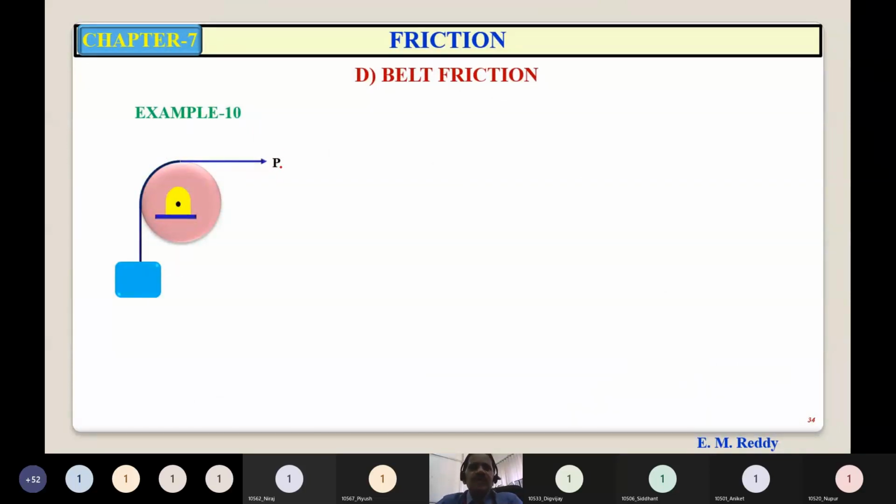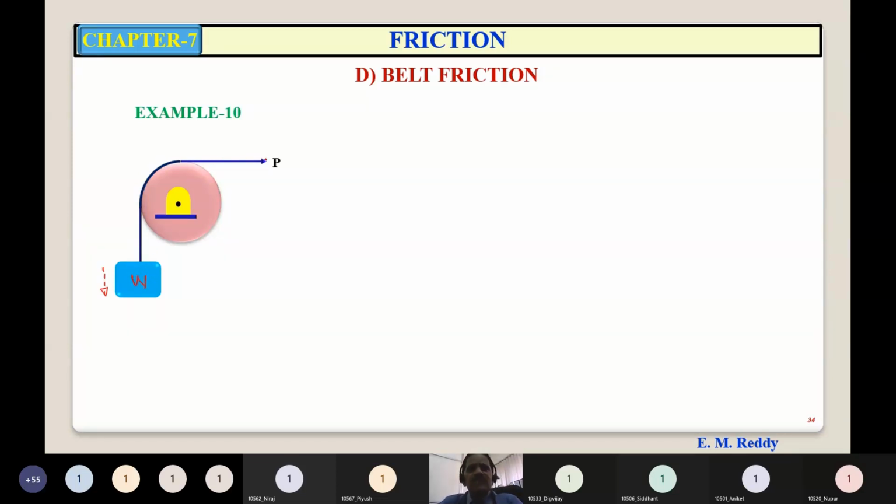See, the minimum possible value of P is 0. Suppose P is equal to 0, because of the weight of the block W, this block will move down. Now you have to apply the value of P such that the block impends its motion downwards. That is the minimum value of P required to maintain equilibrium. It means you are holding the block just from slipping.